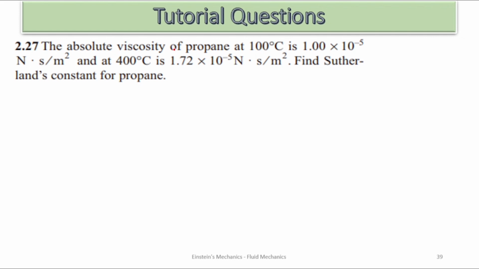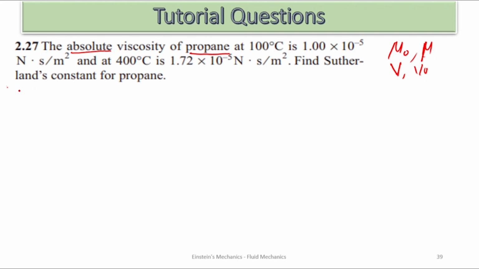The absolute viscosity, and remember this mu that we are talking about, either mu naught or mu, they are referred to as absolute viscosity. Remember, we have kinematic viscosity. We'll talk about that, which is represented by nu or nu naught. But here we are talking about absolute, so pay attention. The absolute viscosity of propane, a gas, at 100 degrees Celsius.